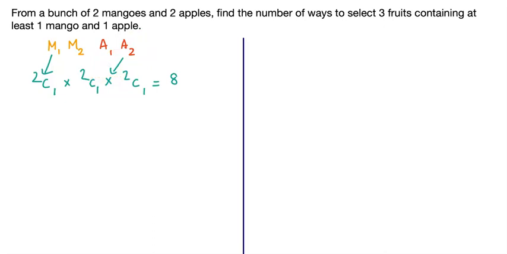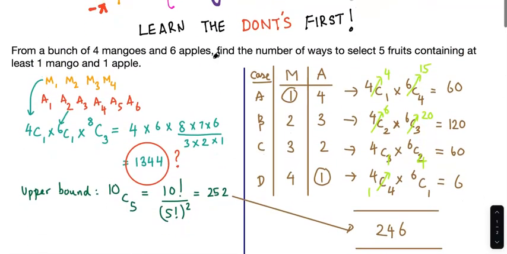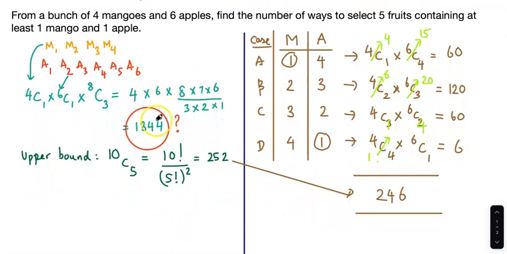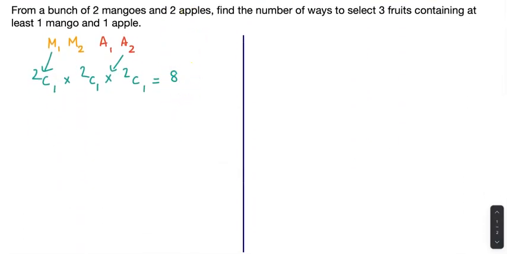I'm sure we learned our lesson now, right? This is likely to be wrong, because it's very similar to the example that we just did here. It's going to be much higher than the upper bound, or maybe equal to the upper bound. Let's do the other case by case method and see what we get this time.